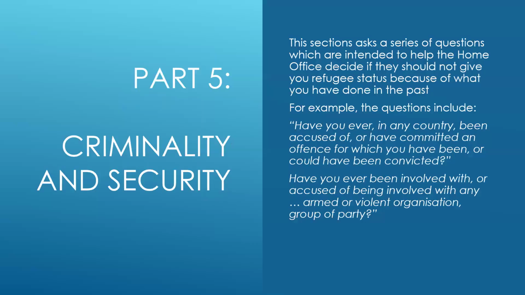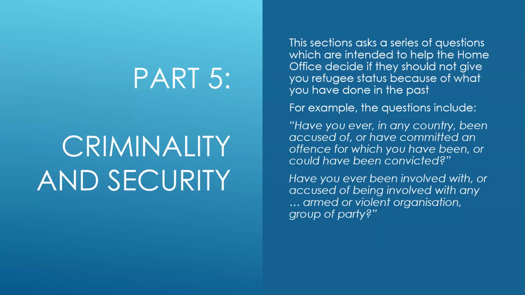Now, part 5 is headed Criminality and Security. This is what we call a kind of national security section. They're trying to decide whether anything you might have done means that you can't get refugee status, either because of criminal activity before you arrived, or because you've done something which might threaten the security of this country. So it asks a series of questions intended to help the Home Office decide if they should not give you refugee status because of what you've done in the past.